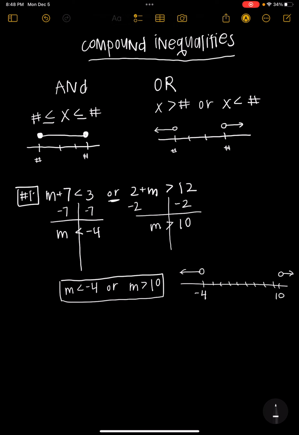Now let's double check that that makes sense. The first one says m is less than negative 4. Less than means smaller than, and that arrow is pointing to smaller numbers than negative 4, so that makes sense. And the second one is m is greater than 10. We're pointing the arrow to numbers bigger than 10, so that also makes sense.